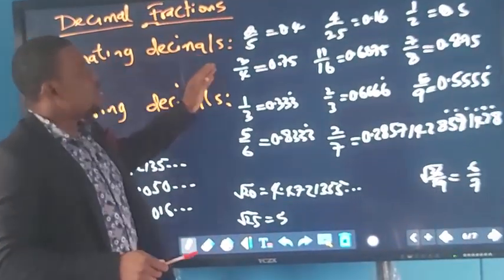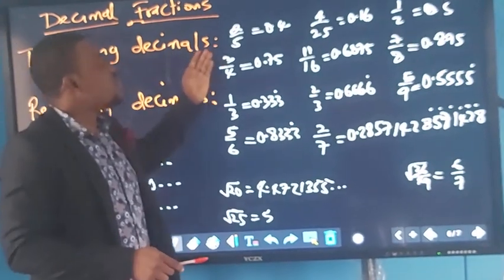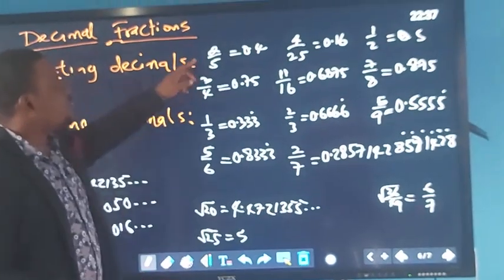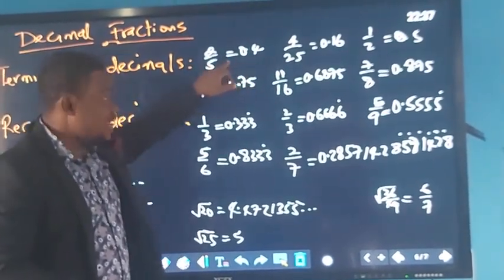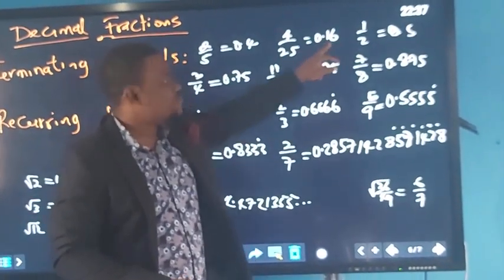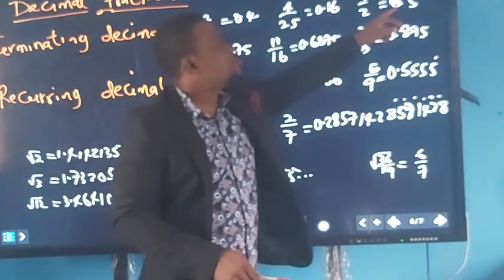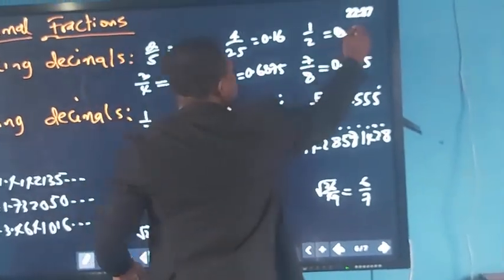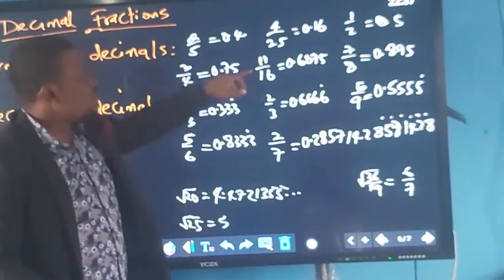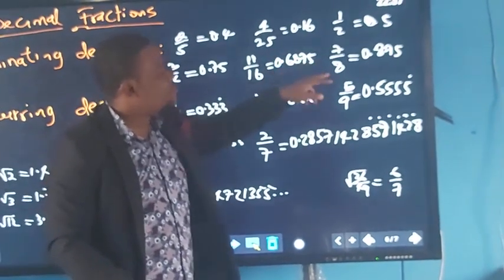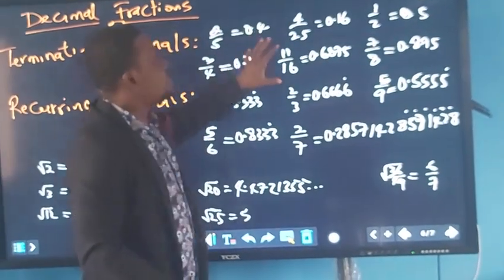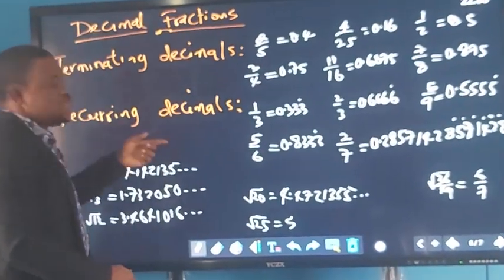A terminating decimal is one that, if you convert from a common fraction, gives you a value that ends. Like 2 over 5 is equal to 0.4, it ends. 4 over 25 is equal to 0.16, it has a final point. 1 over 2 is 0.5, it has a final point. 3 over 4 is 0.75, 11 over 16 is 0.6875, 7 over 8 is equal to 0.875. These are terminating decimals.